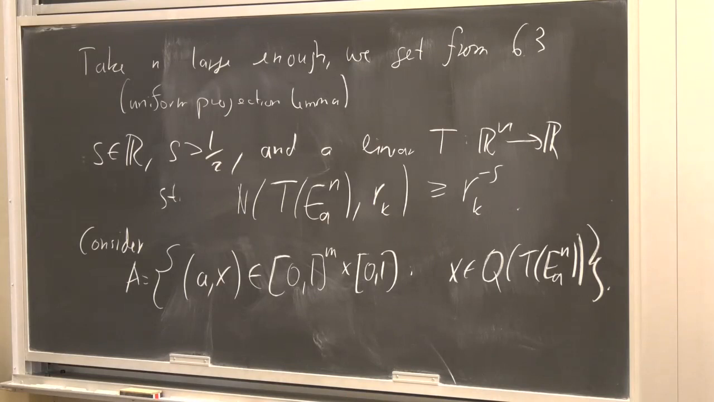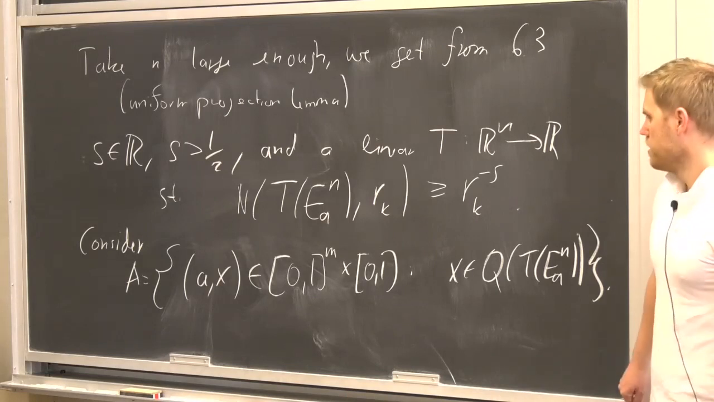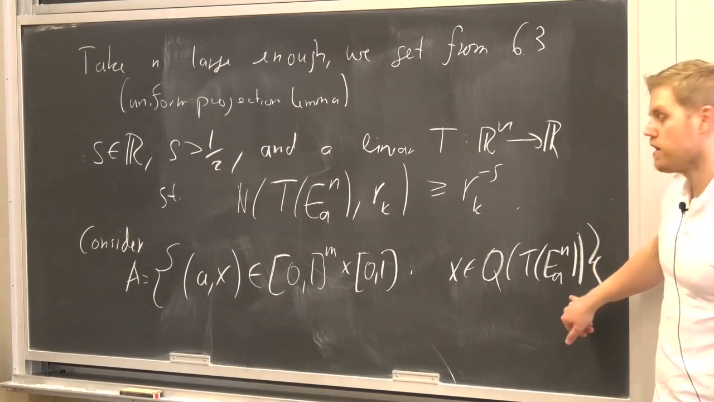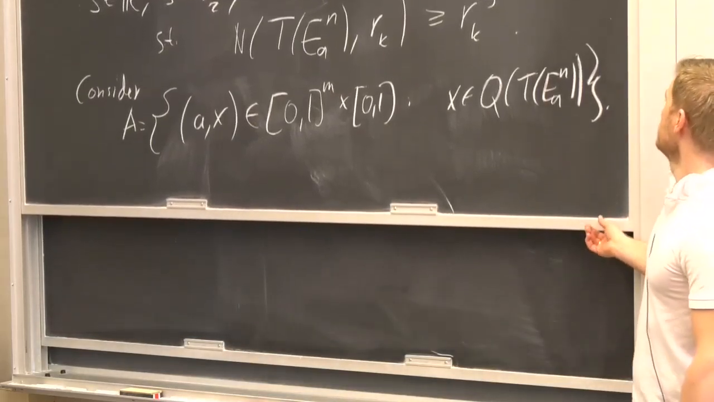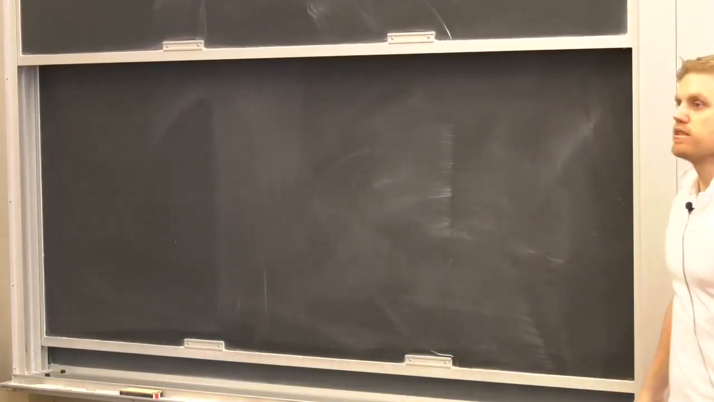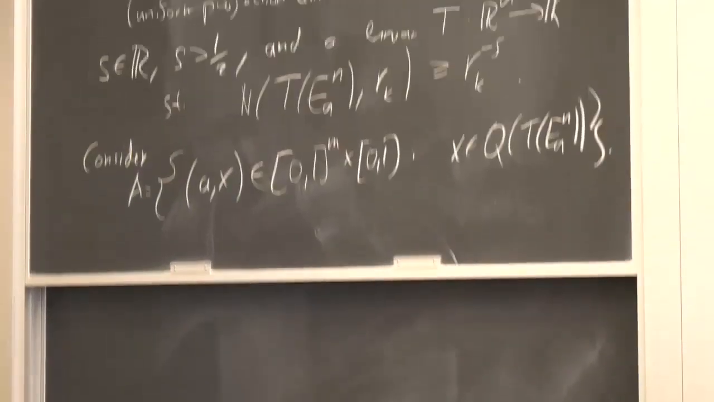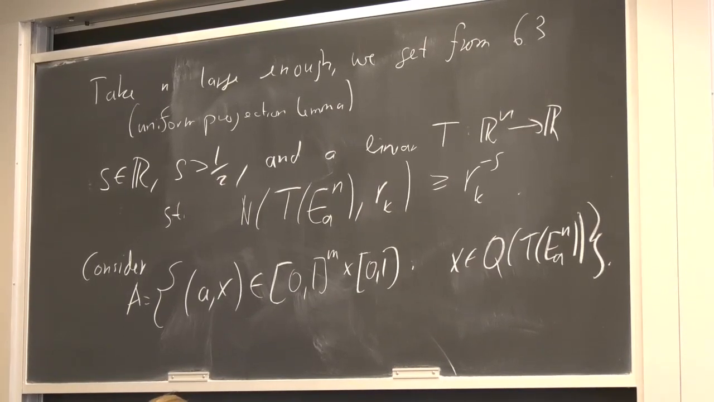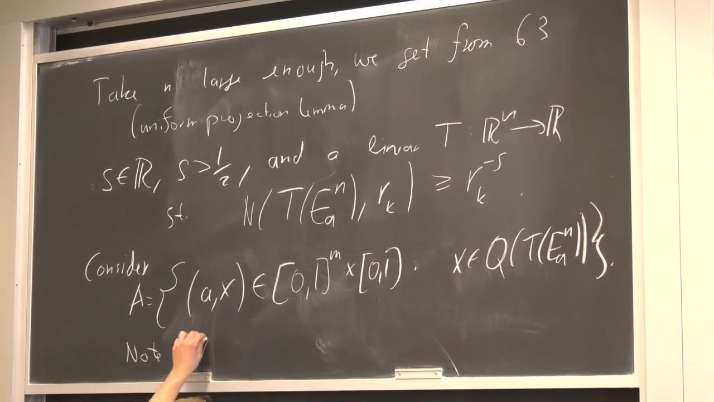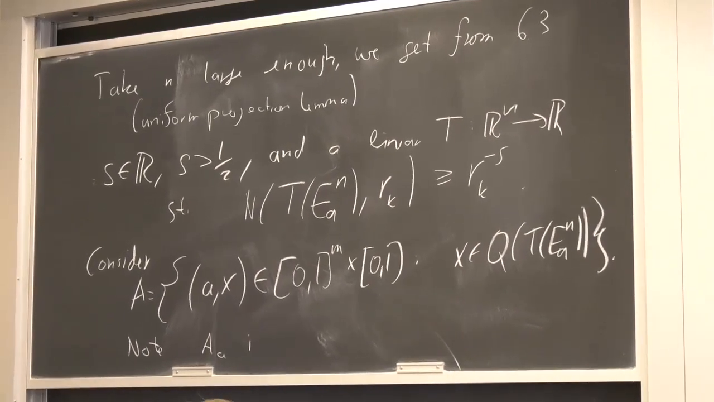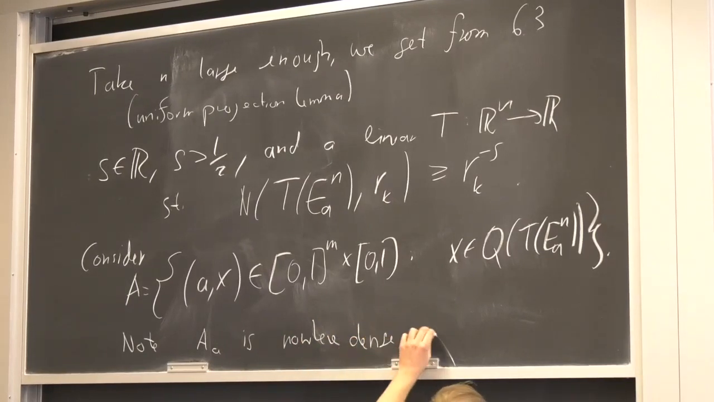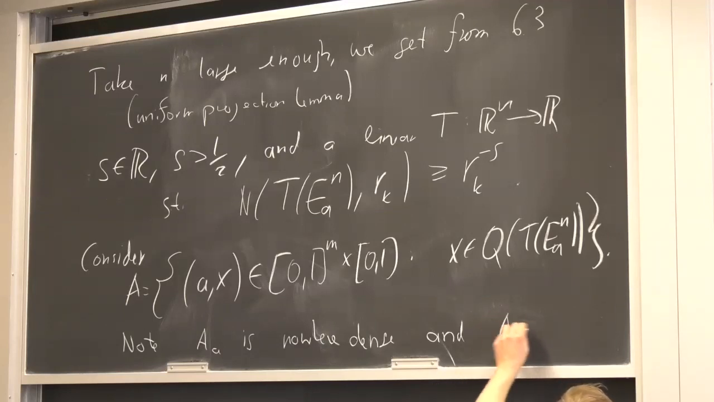You can check that each of these fibers, we already know, is nowhere dense. I mean, that's the unary case. And this is a Dσ set. So now it's nowhere dense. And A, the whole family is this.